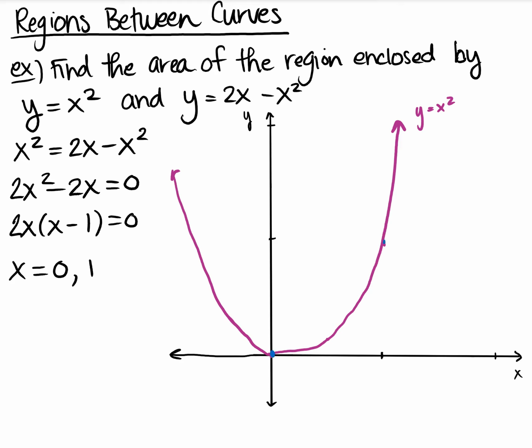If I put in 1, obviously it's going to go through 1 also, right? Those, we know that's where they meet. Let's put in maybe 2, right? So if I put in 2, I see that I get 4 minus 4, which is 0. So it comes back down right here.